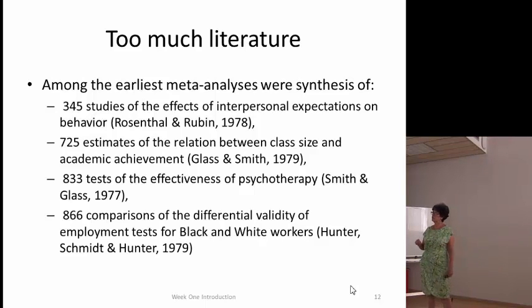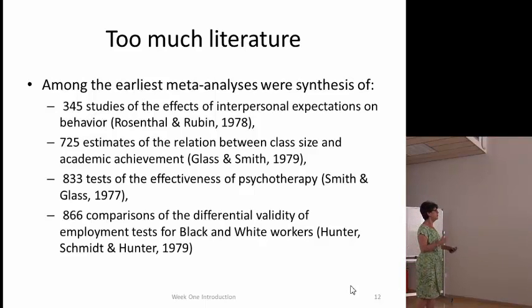There had been over 700 studies looking at the relationship between class size and achievement. There had been 833 studies looking at the effectiveness of psychotherapy. And there had been over 800 comparisons of whether the same tests were valid for black and white workers in the United States.